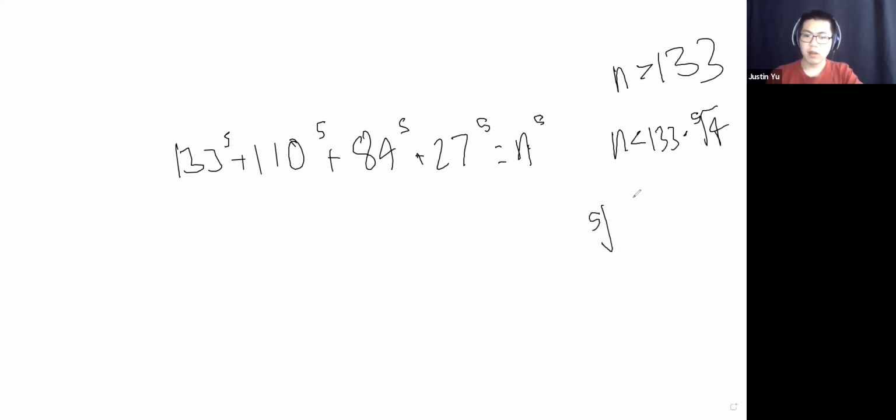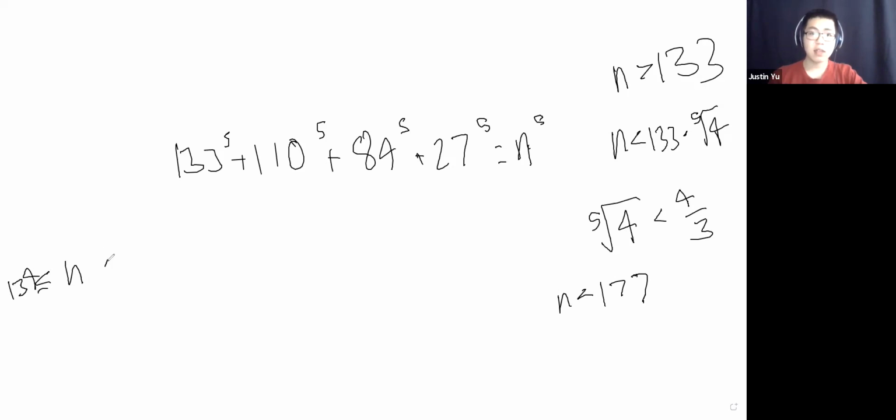You can see that the fifth root of 4 is going to be less than 4/3, actually. Just raise both sides to the fifth power, and it works. So it turns out that we get that n is less than 177, I think, or 178, maybe. I don't remember. Anyway, n is going to be between 134 and about 177.